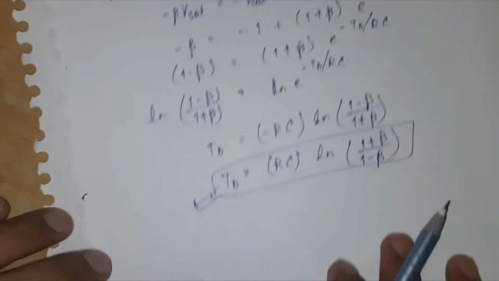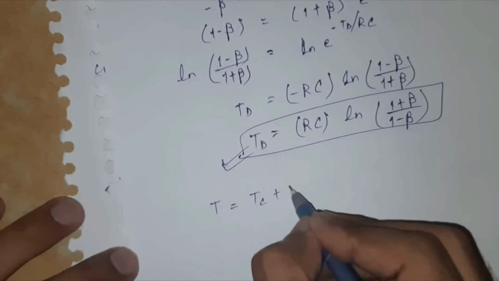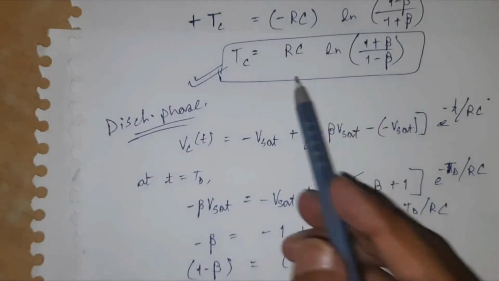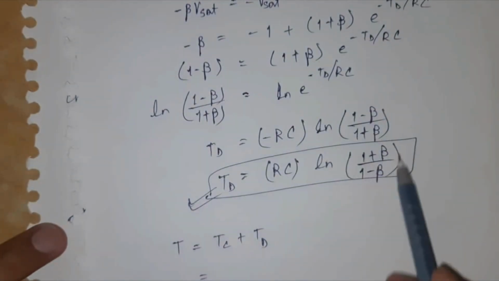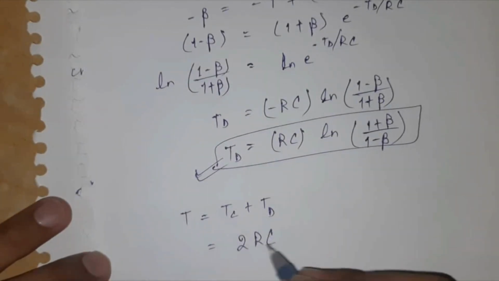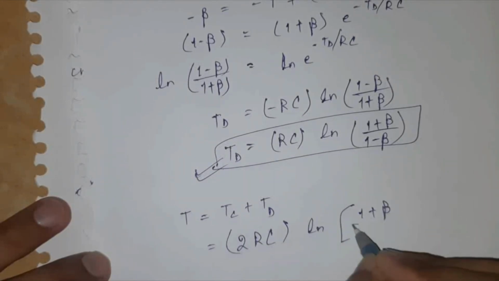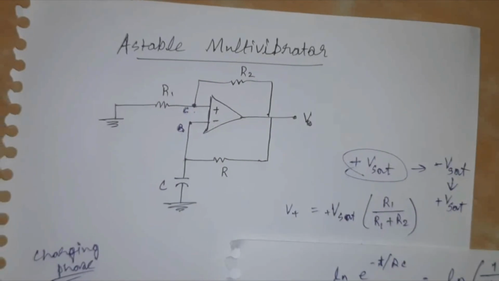So what is the total time taken in this? Tc plus Td, the time of charge plus the time of discharge. Since this is RC ln some factor, the same factor is here, RC ln. So we can say 2 times RC natural log (1 plus beta) upon (1 minus beta). So this completes the mathematical analysis for the astable multivibrator.